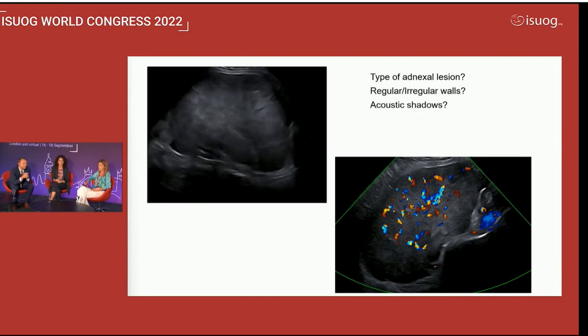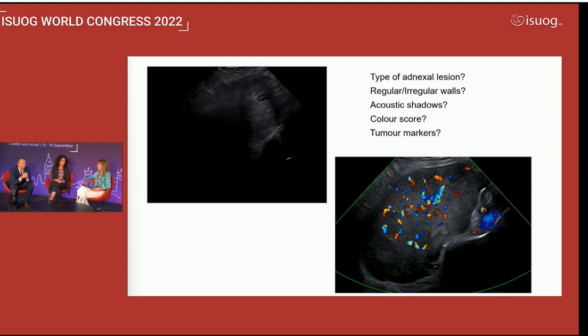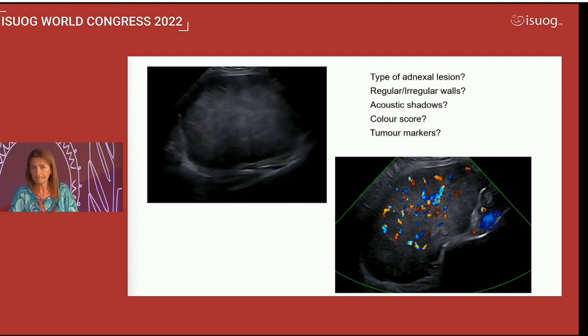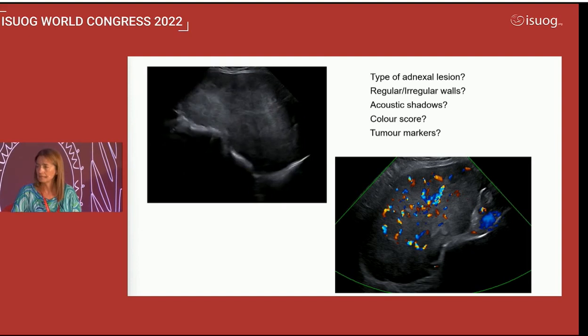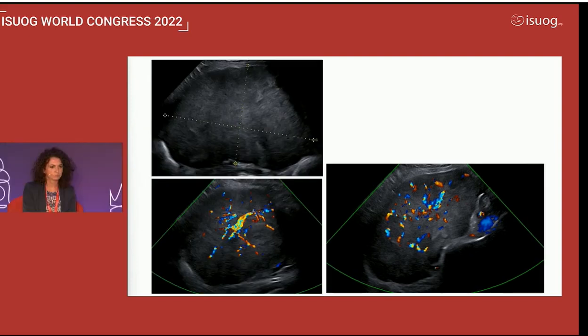Fine, so we discussed regarding all these features. So you would request some tumor markers completely different. For sure, always CA125, but again, alpha-fetoprotein, HCG, LDH. So this was the vascularization. This could be maybe a little bit misleading with this strong vessel inside.